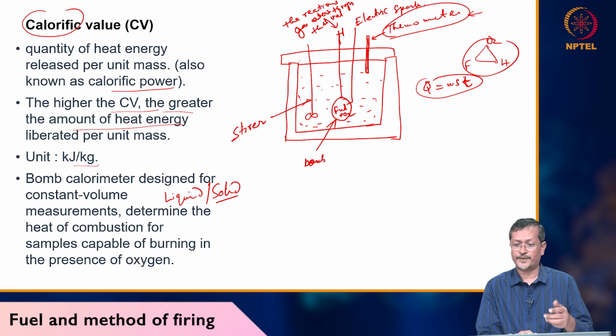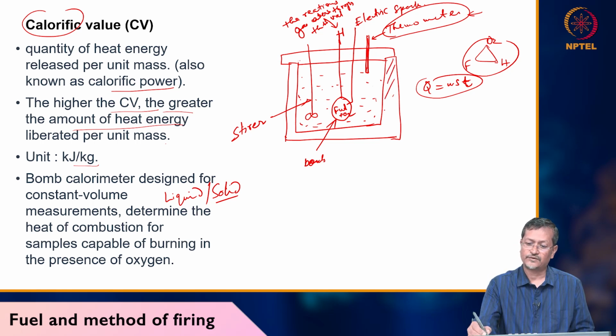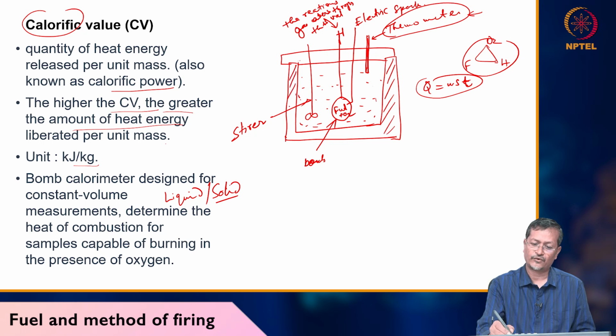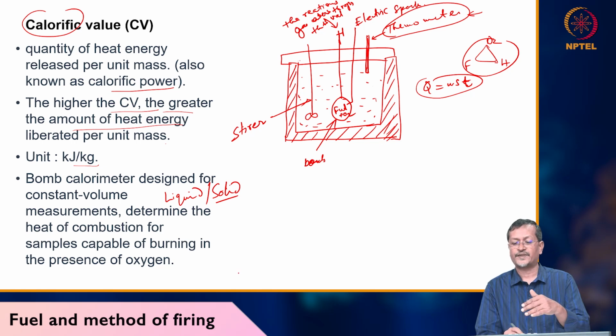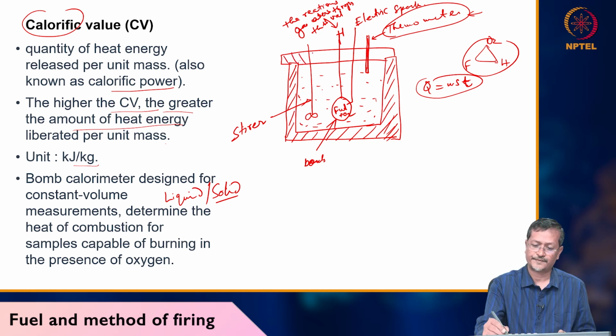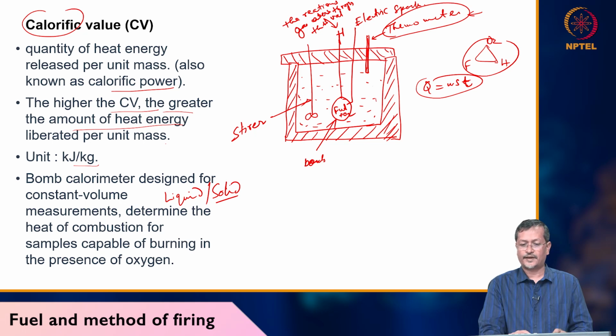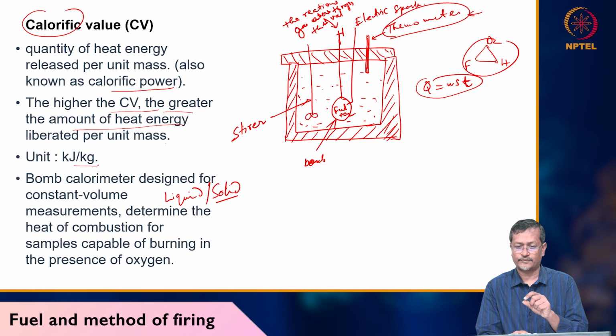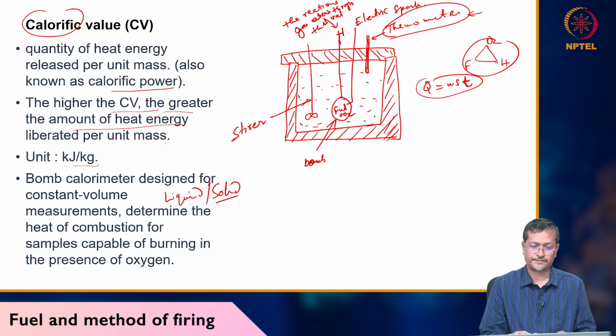So this is called a bomb calorimeter, and the vessel must be adiabatic. No heat should interact from outside or inside. From outside heat should not enter, and from inside heat should not go out. This is the basic principle of your bomb calorimeter, and it is used to measure calorific value, or the amount of heat stored in a fuel. Normally solid or liquid fuel is burned inside the chamber.